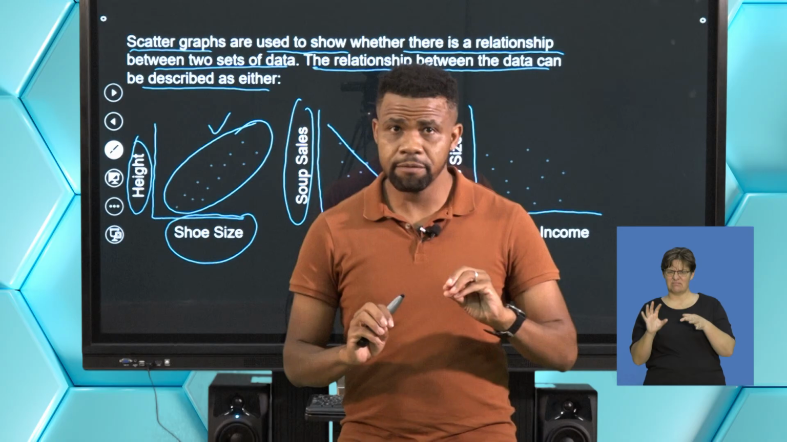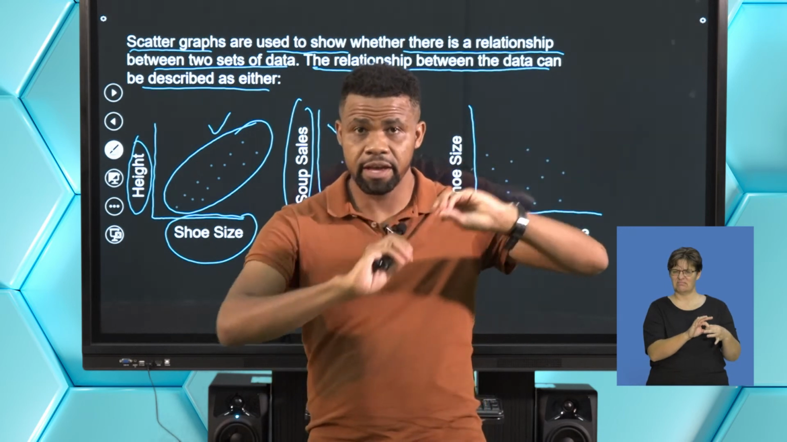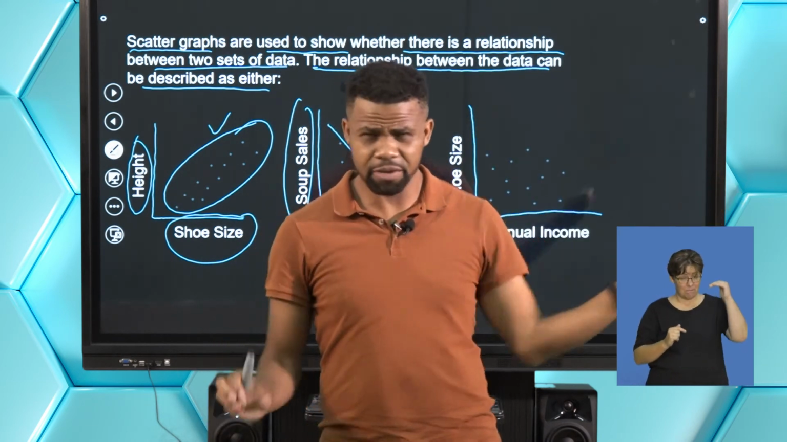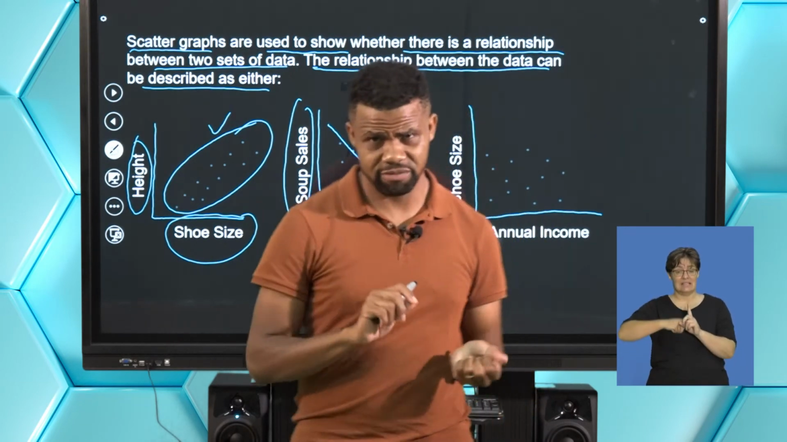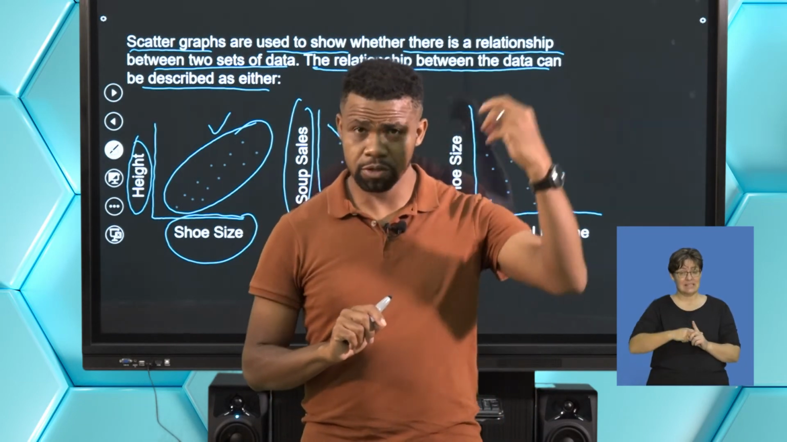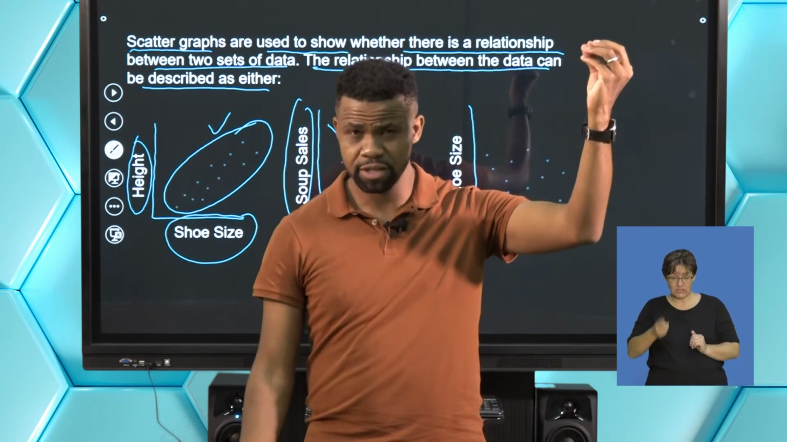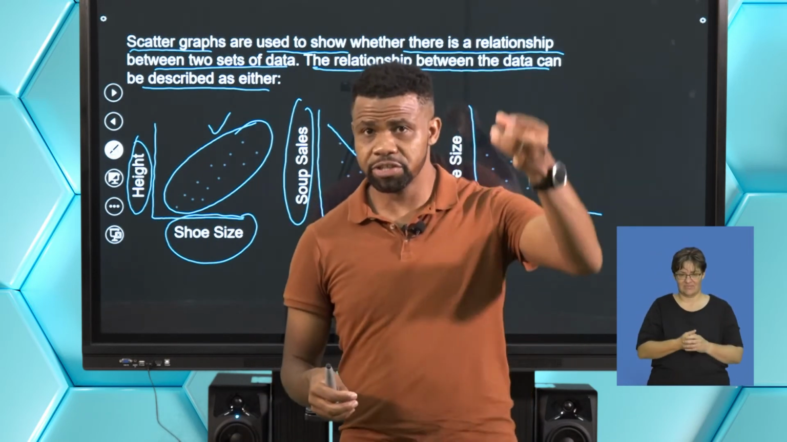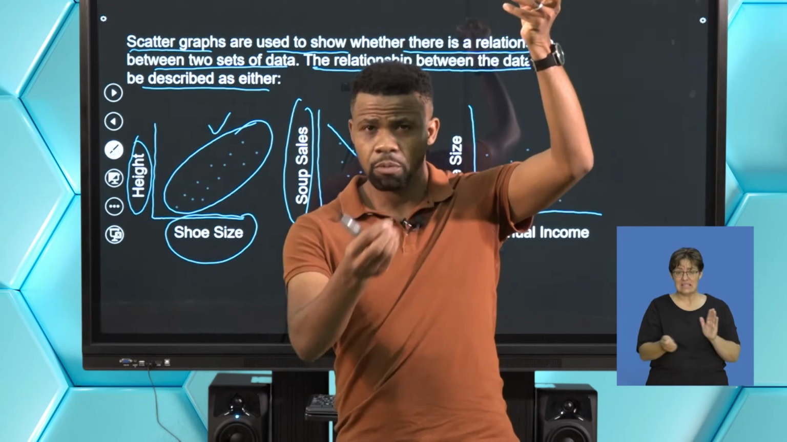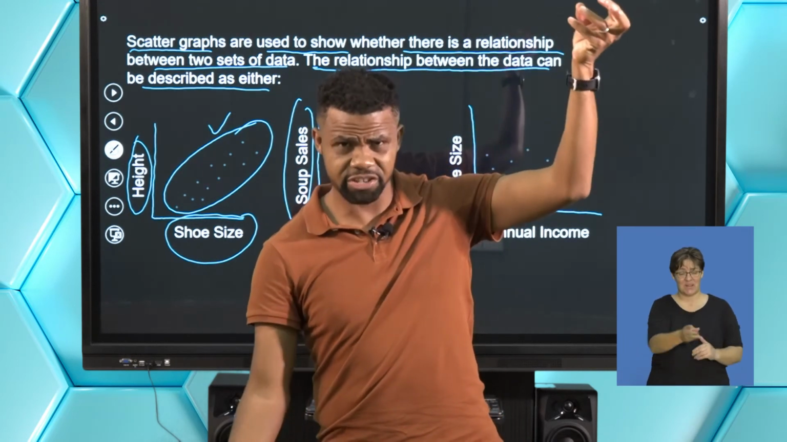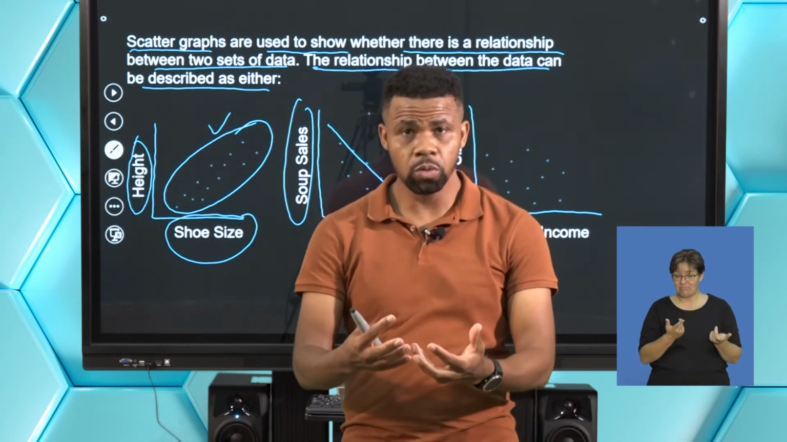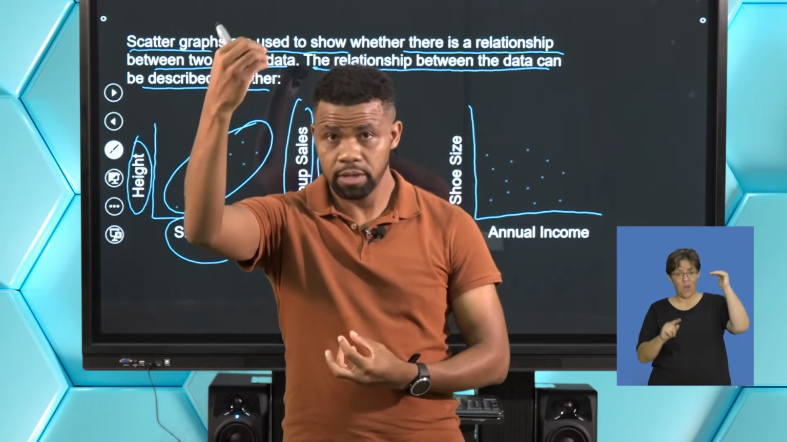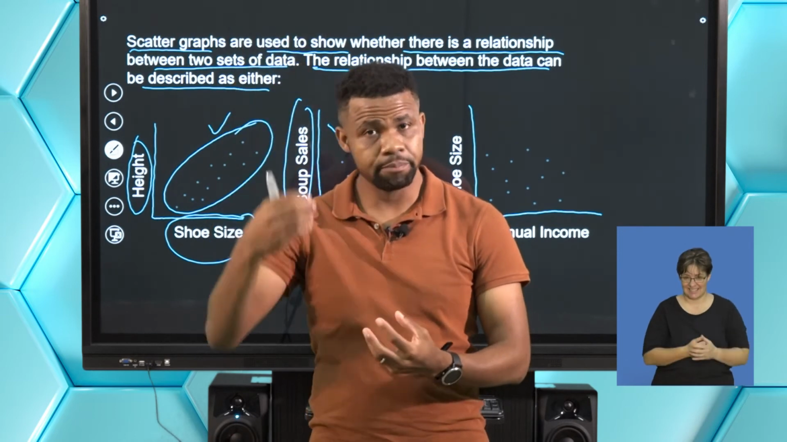What does it mean? If one goes up, the other decreases. Can you think of something like that? Here we have soup sales and temperature. If one goes up, the other decreases. Think about it: in summer, as the temperature increases, the sale of soup decreases. What about winter? It's cold, I sell soup because it's colder, then people buy it.